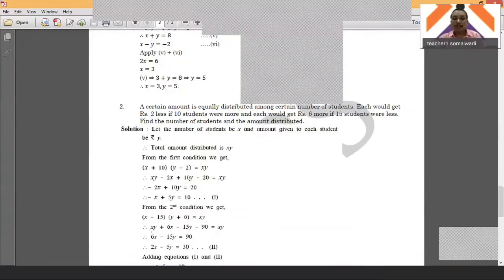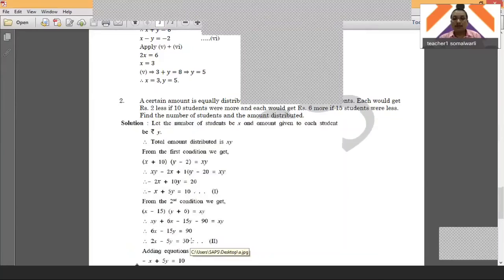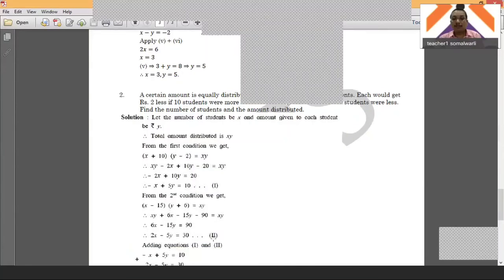So xy gets cancelled. Taking minus 90 to the right side, that becomes plus. Each can be divided by 3. So dividing by 3, it gives 2x minus 5y is equal to 30 as the second equation. Now we have the first equation, minus x plus 5y is equal to 10, and the second equation, 2x minus 5y is equal to 30.